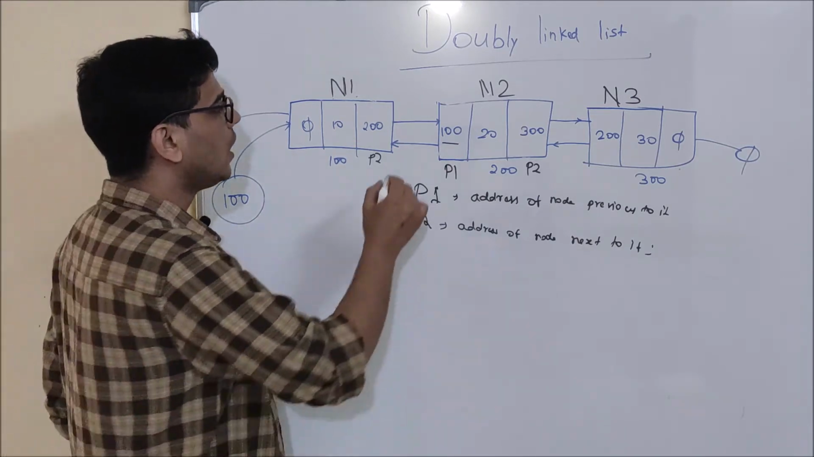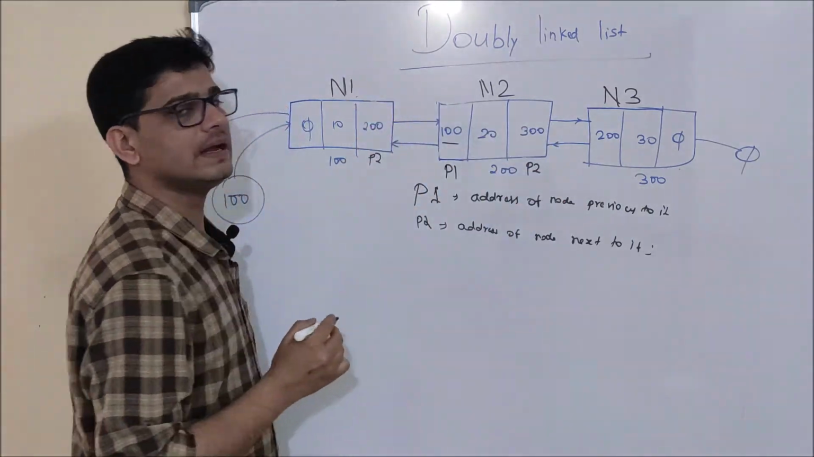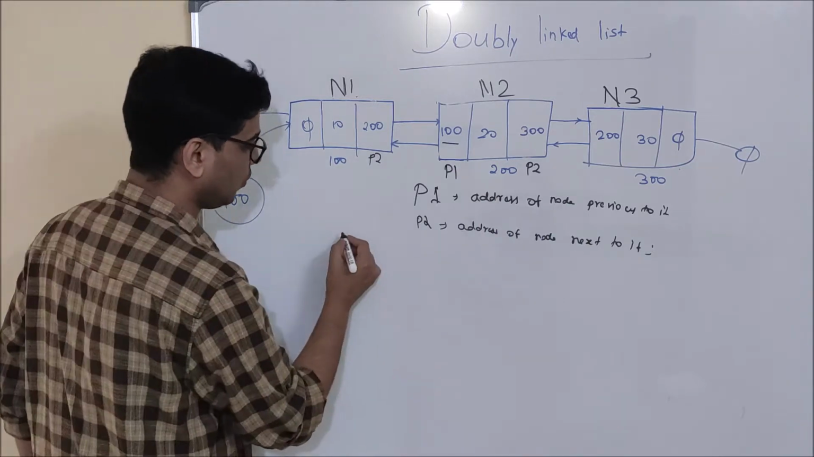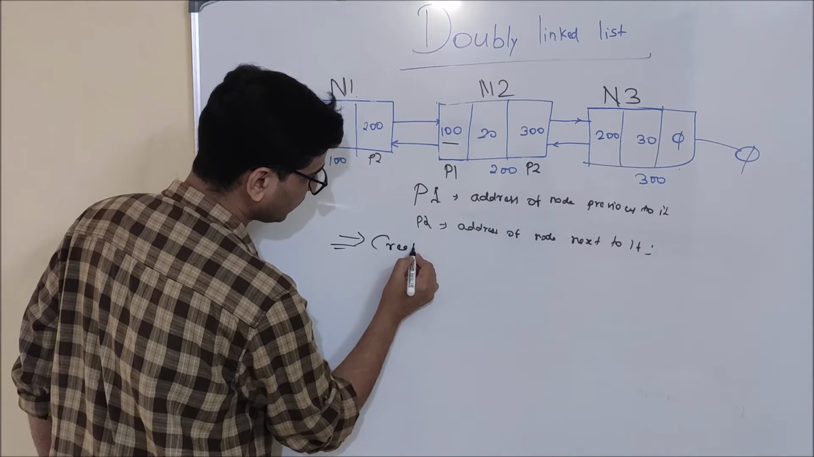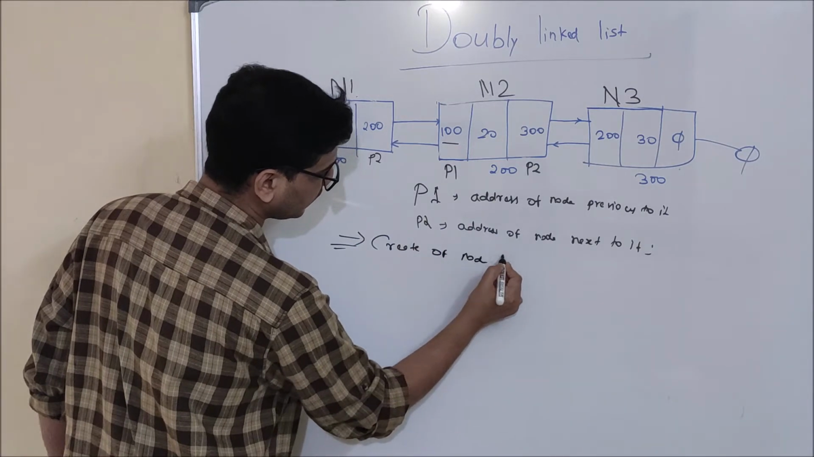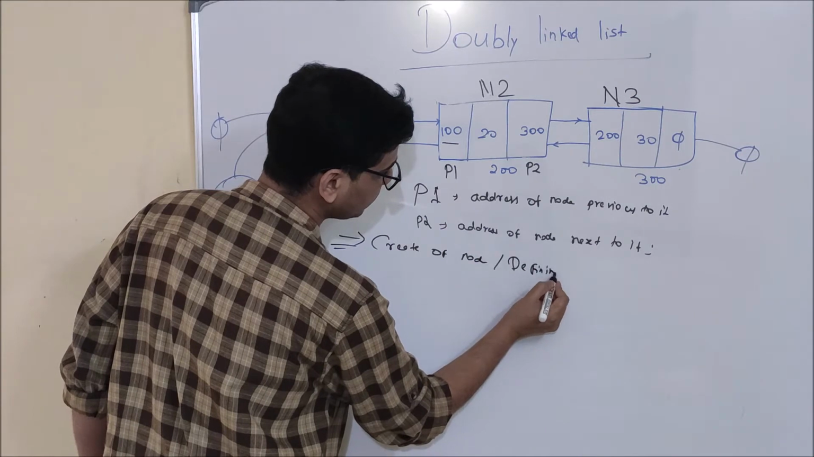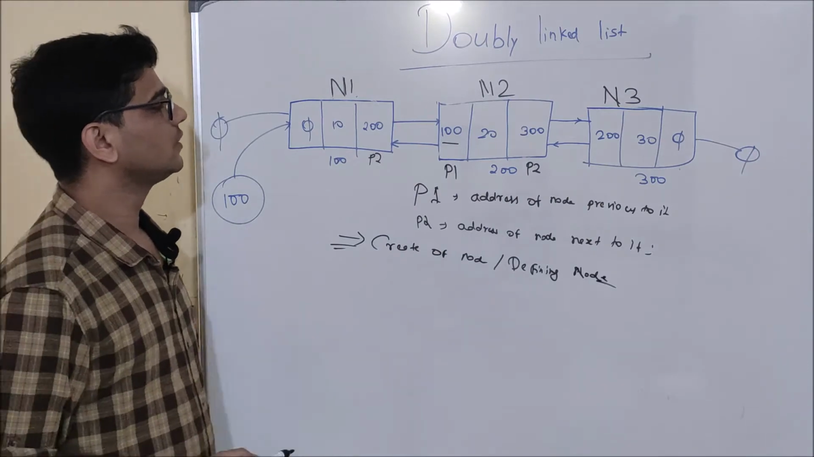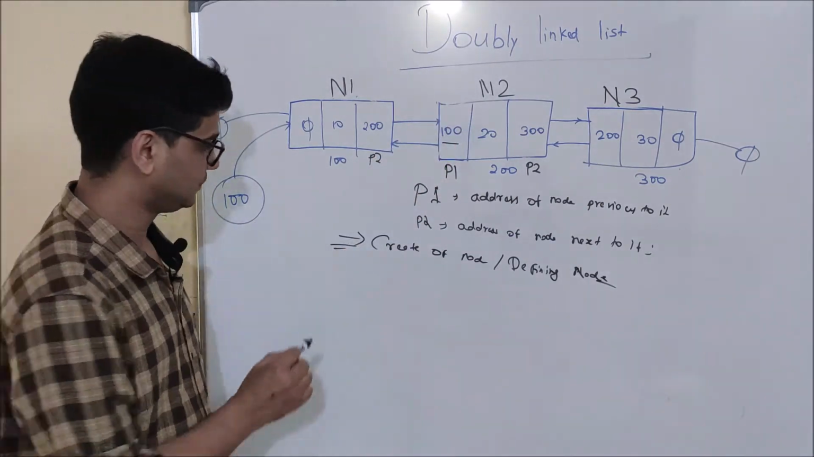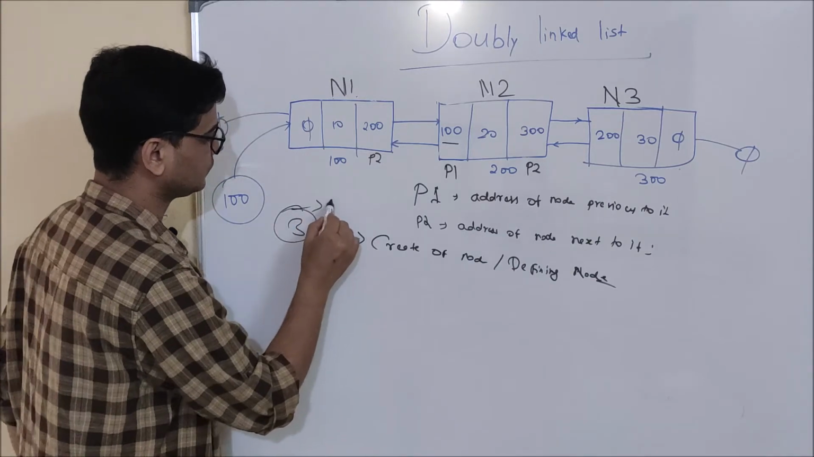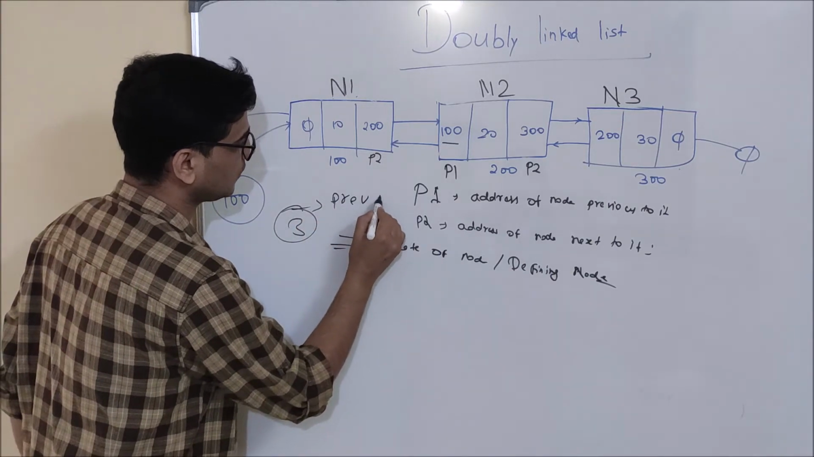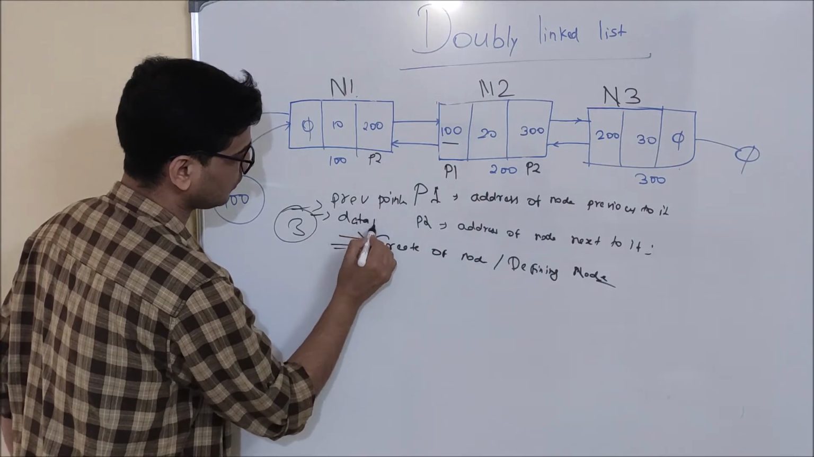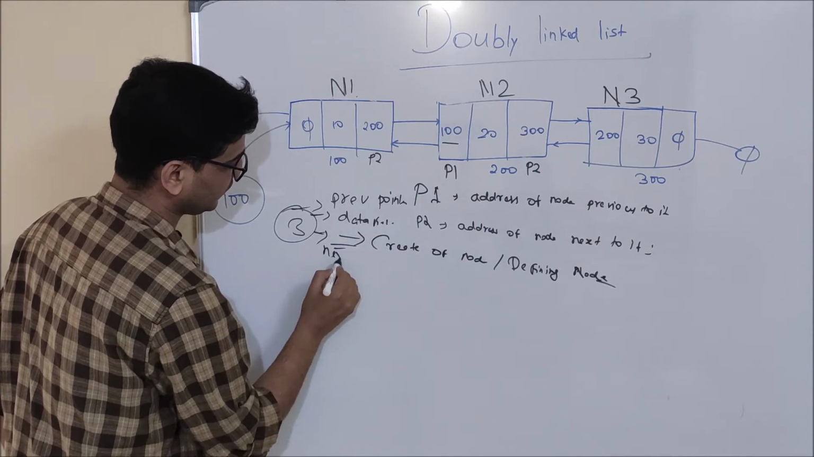So friends, our first task will be to create this kind of node if we want to create a doubly linked list. So how we are going to do it? Creation of node, that is defining node. Okay, so first of all, as you can see here, this node is containing three fields. One is previous pointer, another is data field, and third one is next pointer.